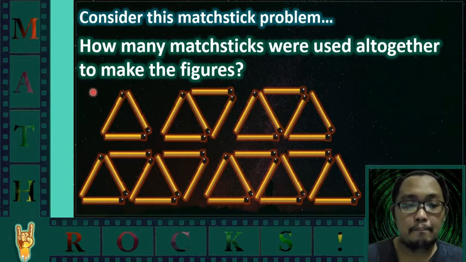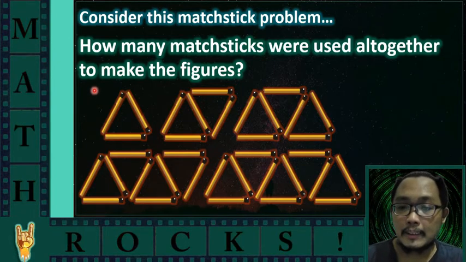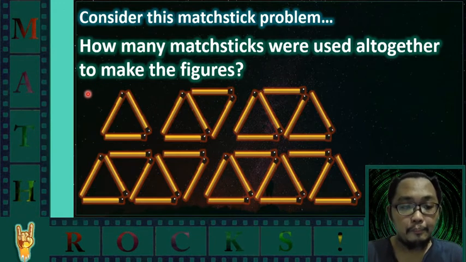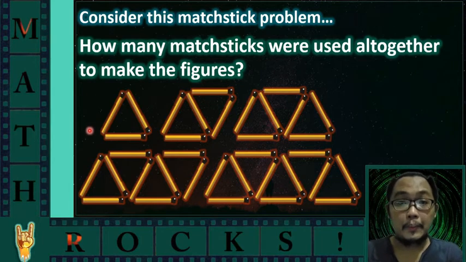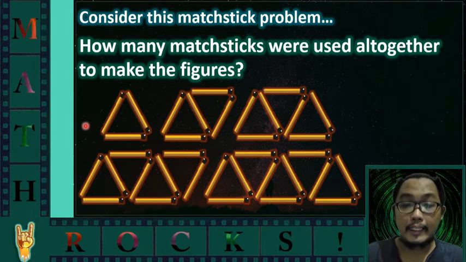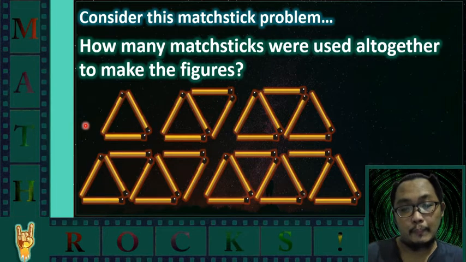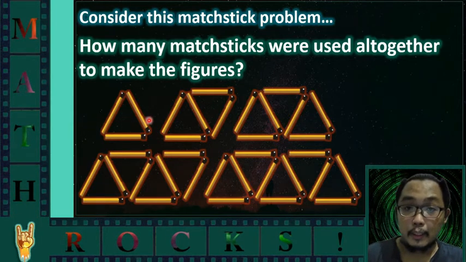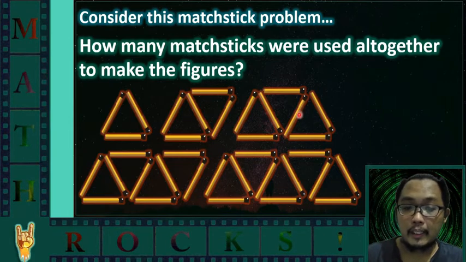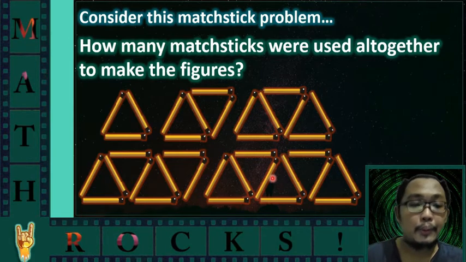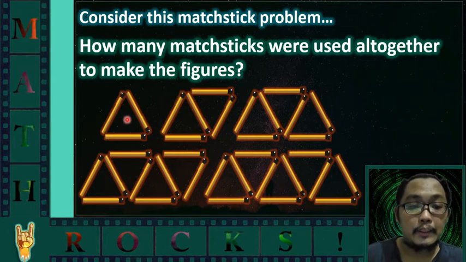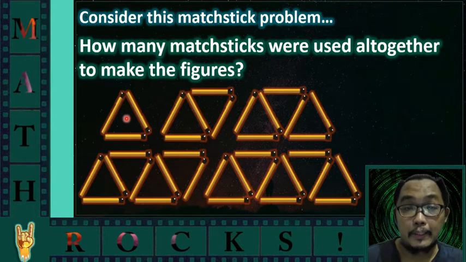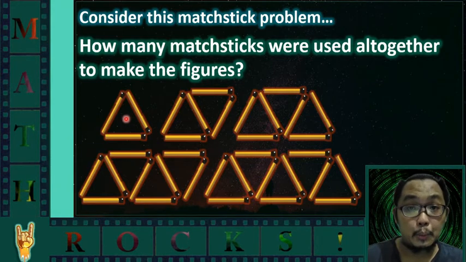The problem asks how many matchsticks were used altogether to make the figures. Here, you will notice that the figure is separated into 5 smaller figures, like the figure here, the other one here, and the 3 other figures as shown. So let us consider the number of matchsticks used per figure. And let us start with this one.